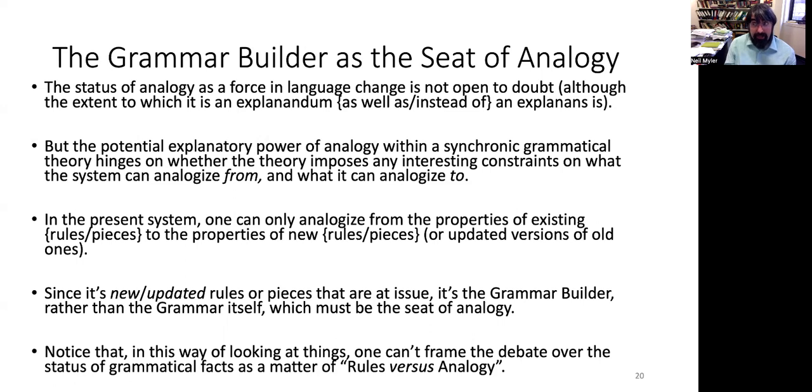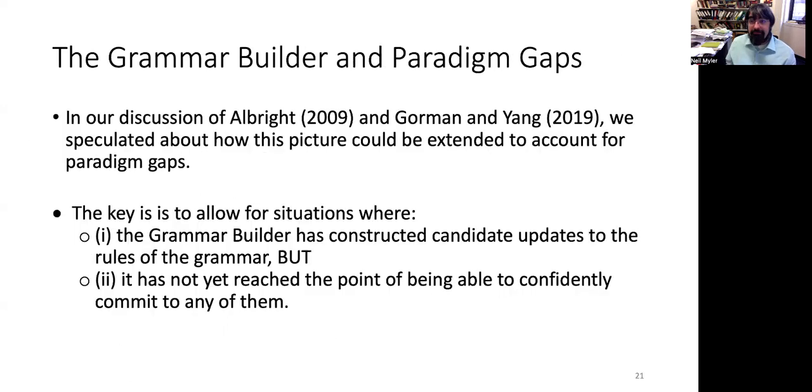The grammar builder, though, sometimes does its job based on statistical regularities that it's observed in the existing rule system, right? Now, in this way of looking at things, you can't frame the debate over the status of grammatical facts as a matter of rules versus analogy. It's rules all the way down. Where analogy comes in is in the construction of new rules or the editing of old ones based on new evidence.